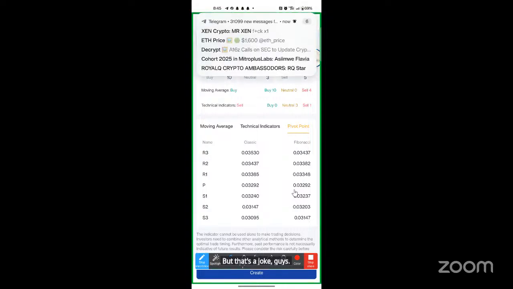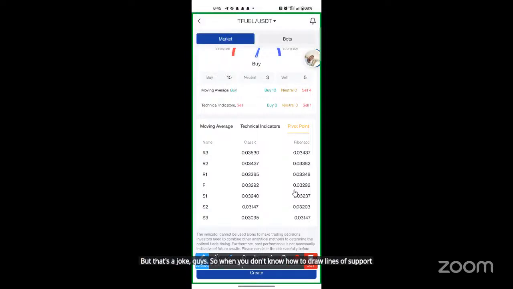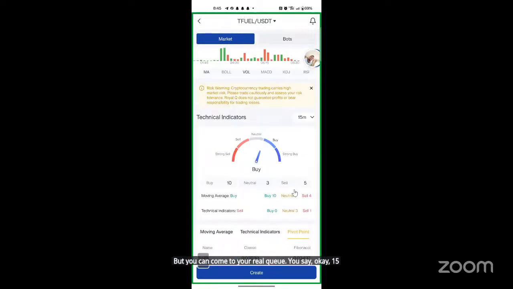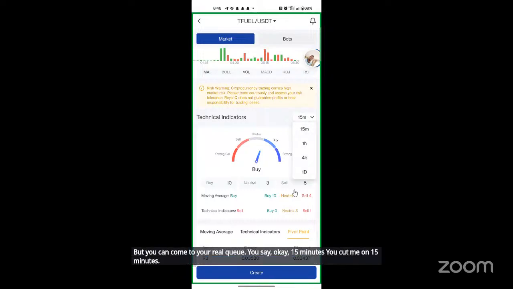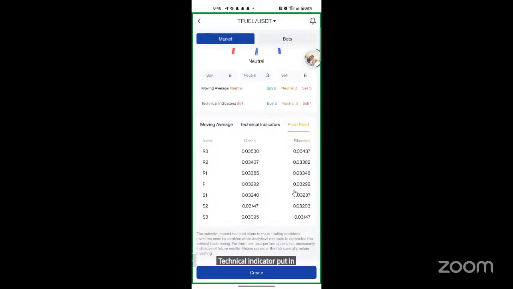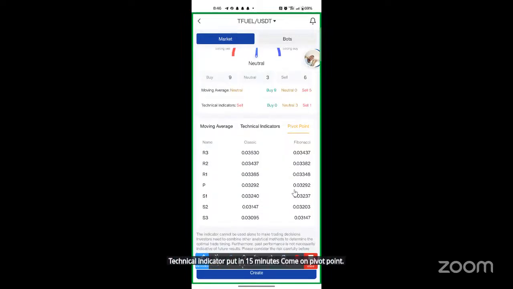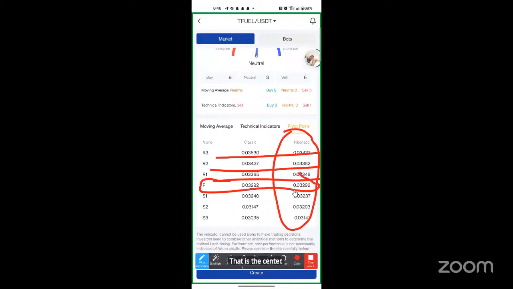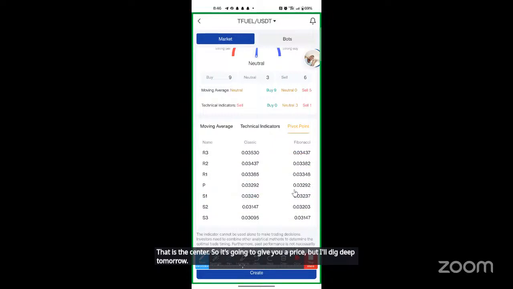So when you don't know how to draw lines of support and resistance, you can come to your Royal Q. You say, okay, 15 minutes. You come here on 15 minutes, technical indicator put in 15 minutes. Come here on pivot point. It can show you the Fibonacci. It shows you that resistance 3 is at this price, resistance 2 is at this price, resistance 1 has this price. The pivot, that is the center. So it can give you a price, but I'll dig deep tomorrow.